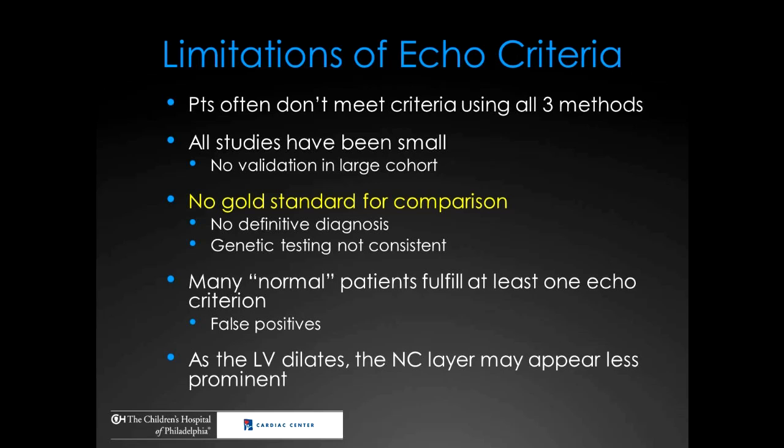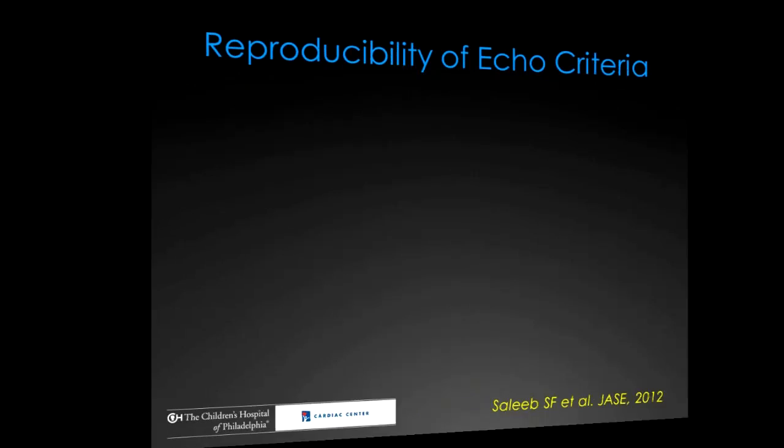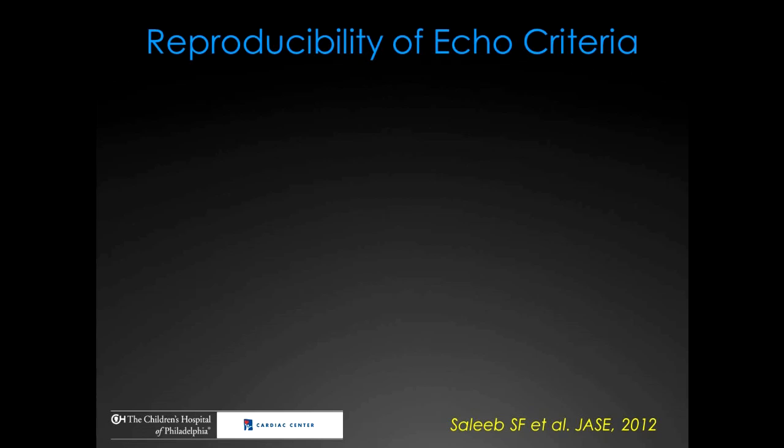And then as the left ventricle dilates in a patient who's having a failing left ventricle, the non-compacted layer, which may appear prominent when the LV is not dilated, will appear less prominent. And so we can potentially underdiagnose those patients.